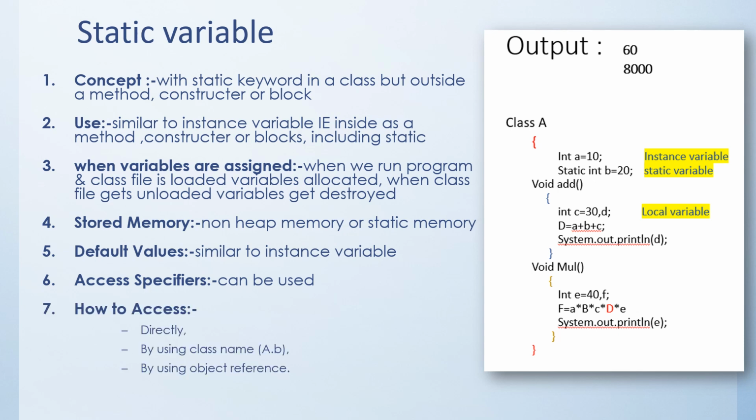Access specifiers can be used. How to use it? It can be called directly, by using the class name, or by using the object reference, as I said earlier, obj.a. So we can use that. If you see the static variable also, you have some clarity about this. Now let's see the next slide.